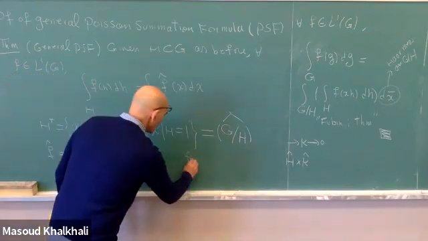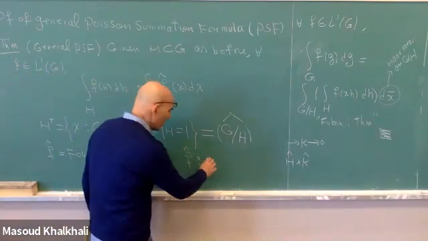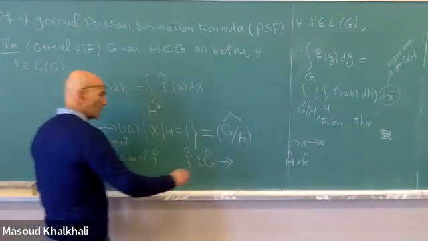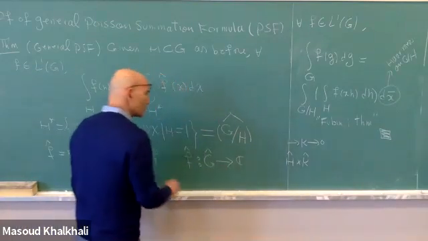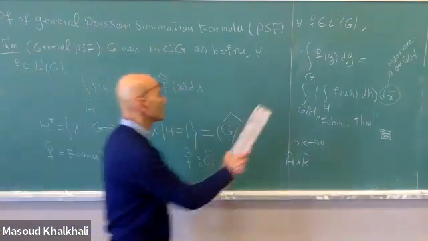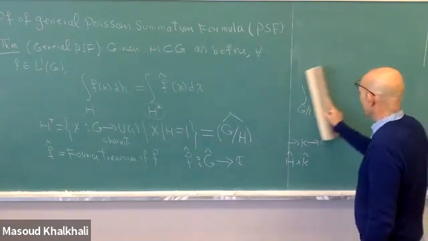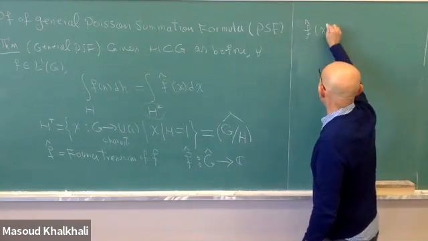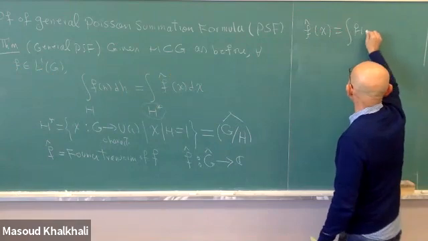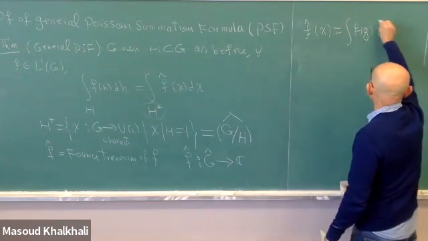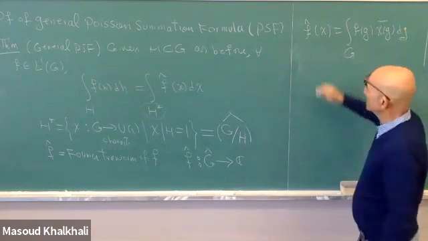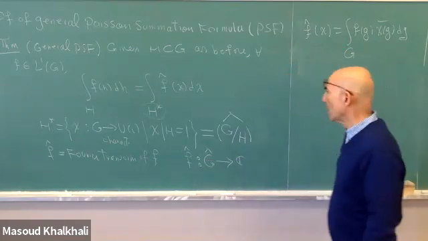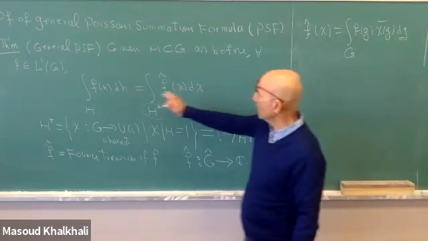Which of course was defined as follows: f hat is a function from the dual group G hat to C such that f hat of chi is equal to the integral of f of g times chi of g bar dg over G. This is the Fourier transform of this element here. Okay, so both sides are defined now.